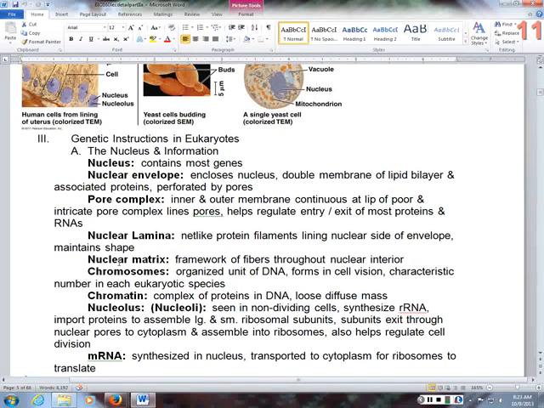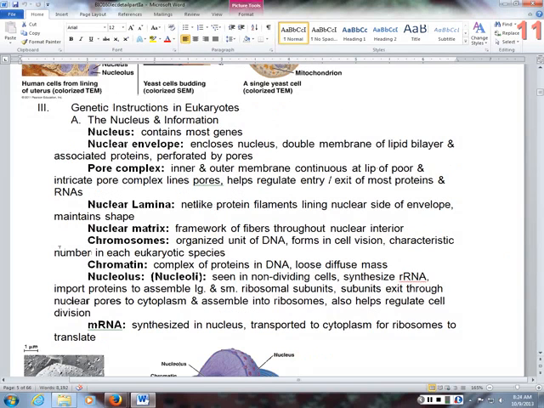It's a double membrane, just like the lipid bilayer is, with its associated proteins, and then it will have pores that actually will perforate all the way across the membrane. So it's two membrane layers around the nucleus. The pore complex is going to have an inner and outer membrane, and it's going to be continuous at the lip of the pore.